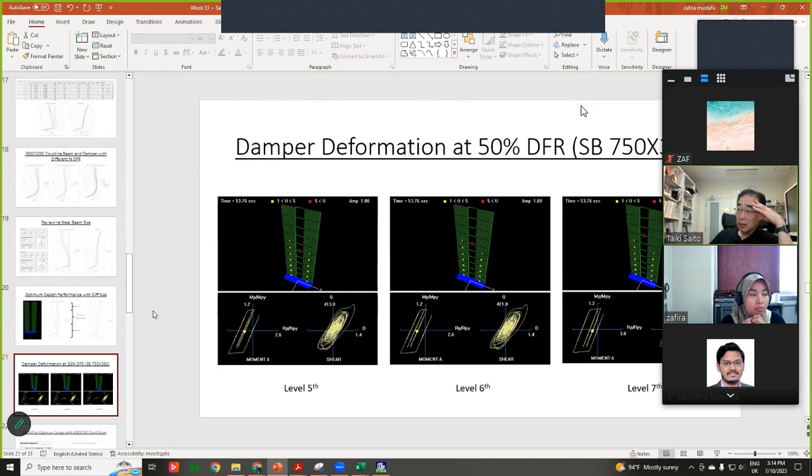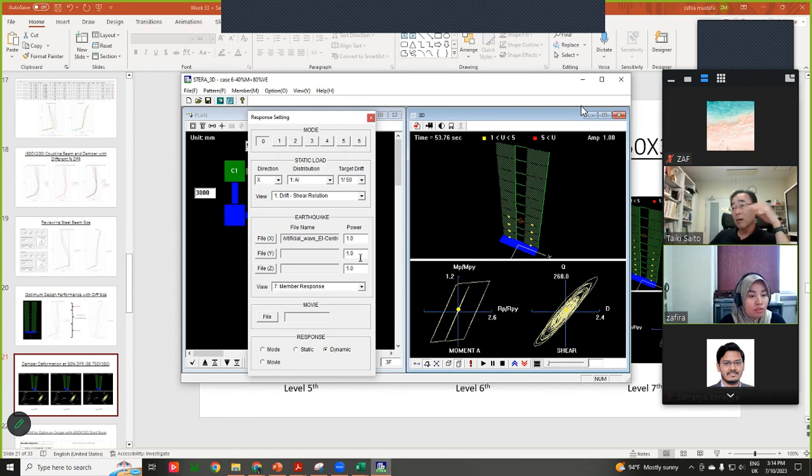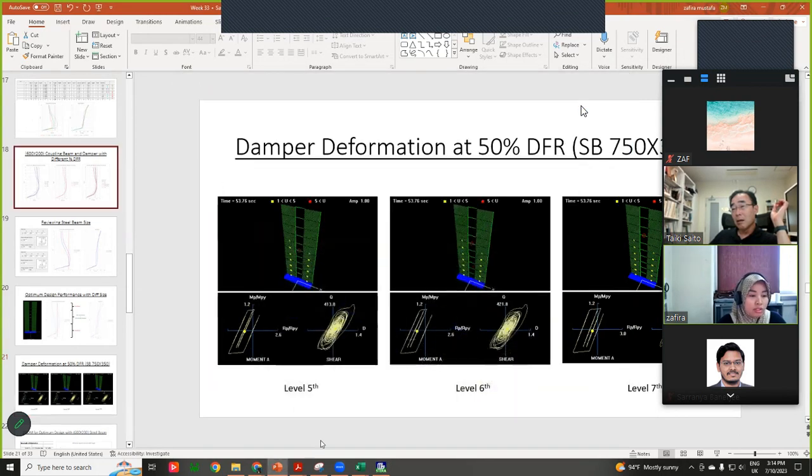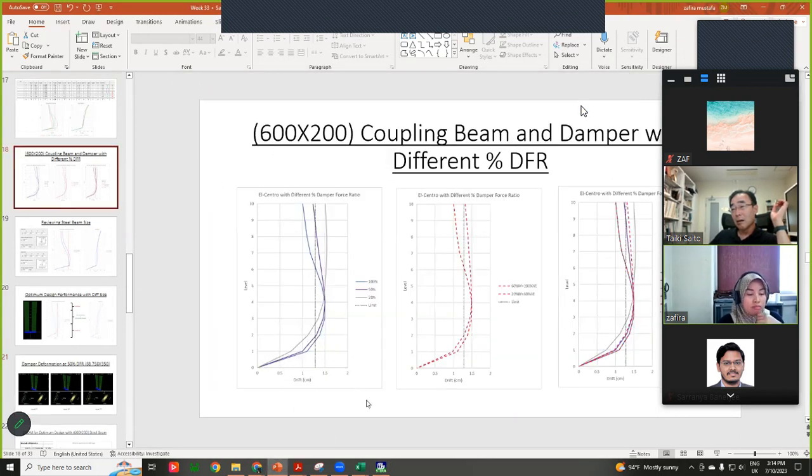But if I apply this method, like 20% metallic and 80% viscoelastic, I'm not sure if we can reduce the story drift. The story drift might not be reduced. But in this case, you reduce both viscoelastic and metallic together. But in this one, I use 20% metallic and 60% viscoelastic.